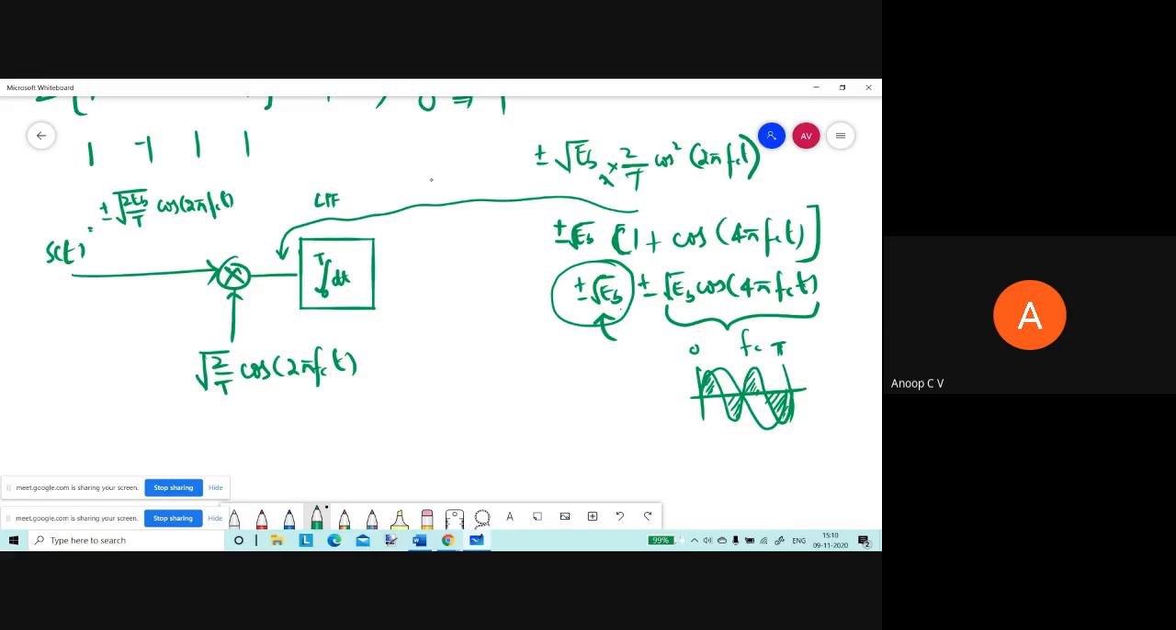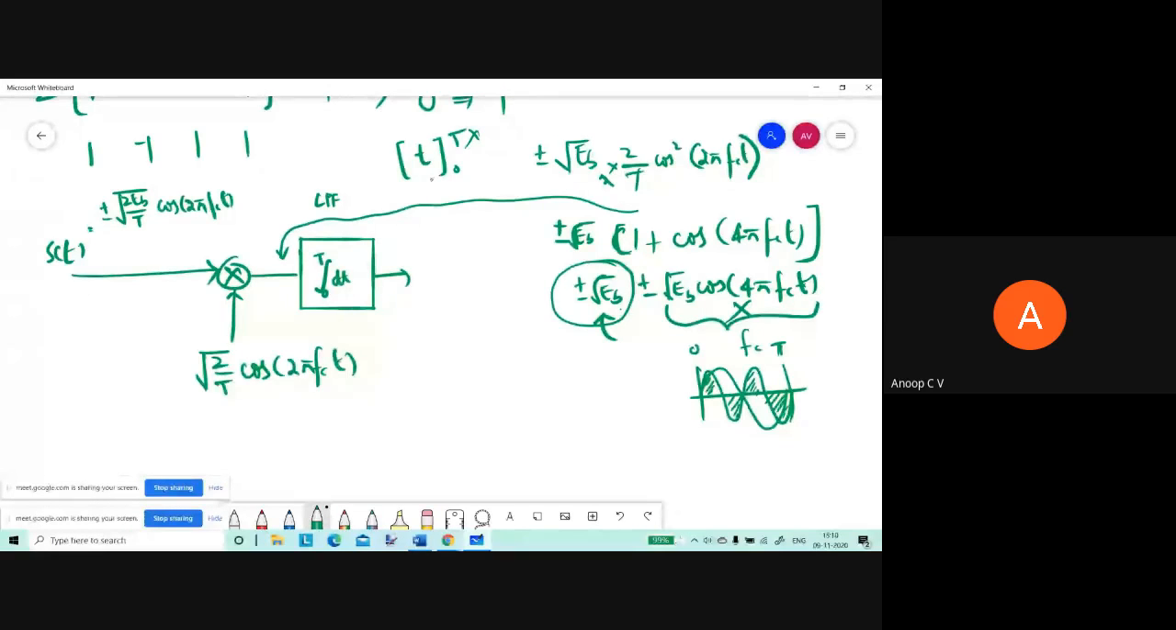This is a DC term. It's a constant, it's a DC term. So it will be allowed, but the high frequency content will be suppressed. You can see like that also, right? So what you will get here is plus or minus root Eb, weighted with T from 0 to T. Of course, we are not bothering about that now.